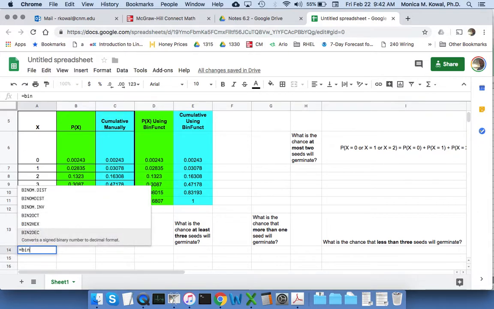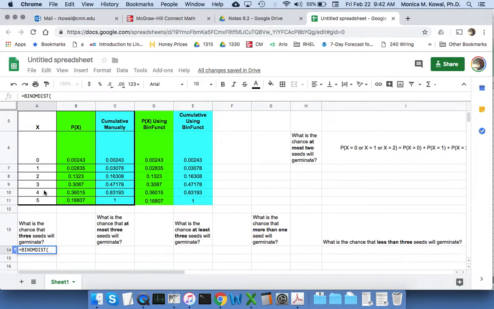So equals BINOM.DIST. Now we'll come in and fill up. We have 3. We have, sorry for my dog snoring here. Let's wake her up.